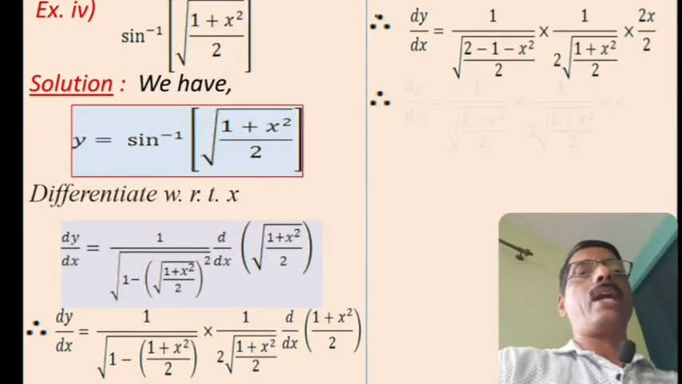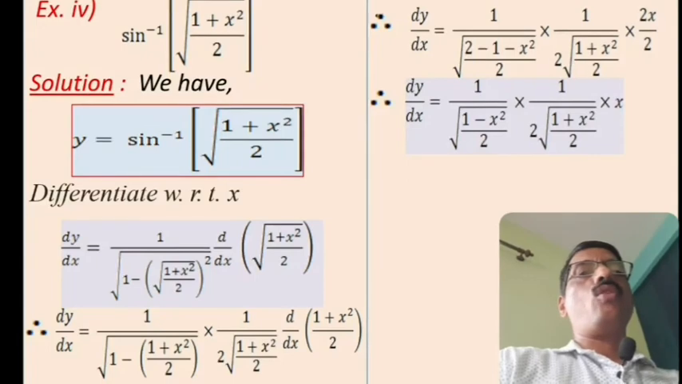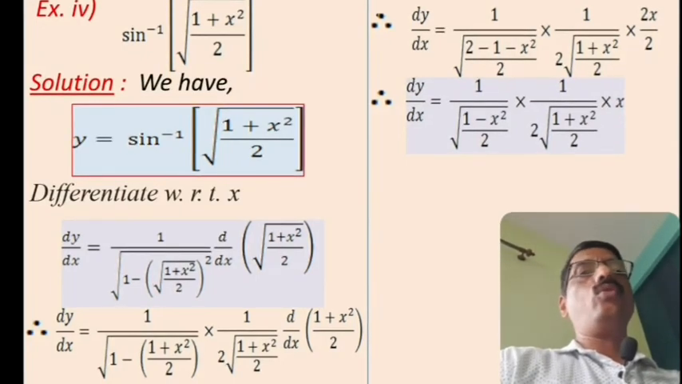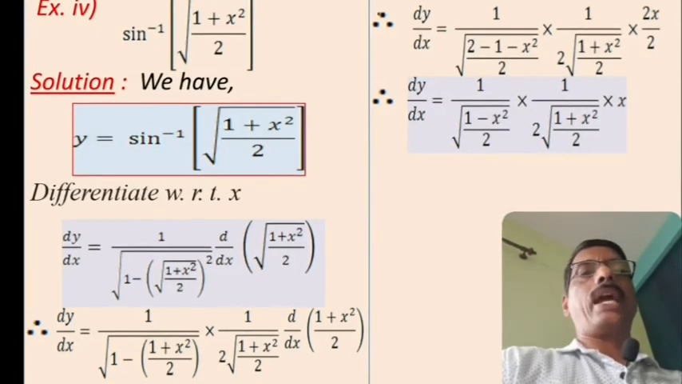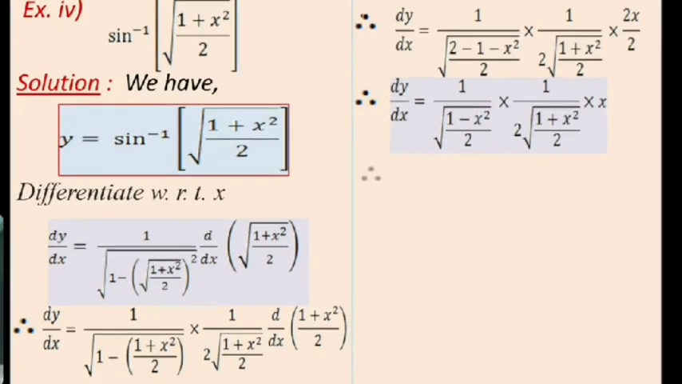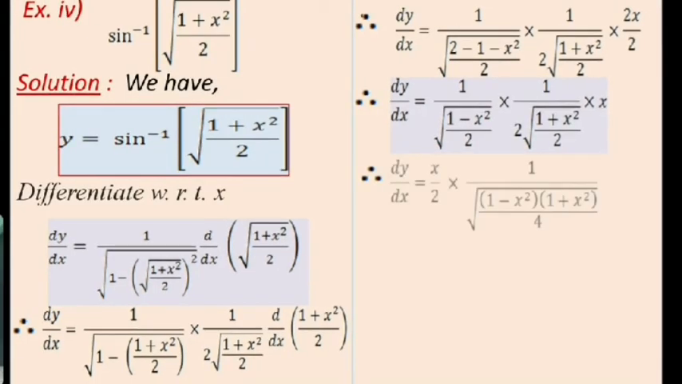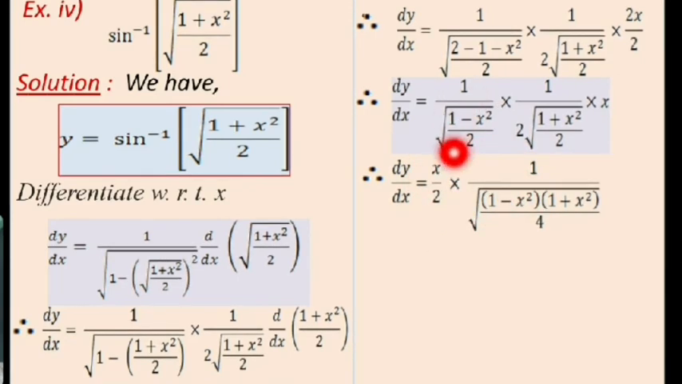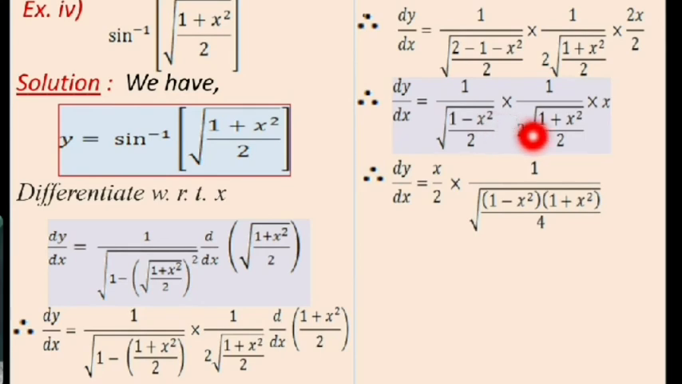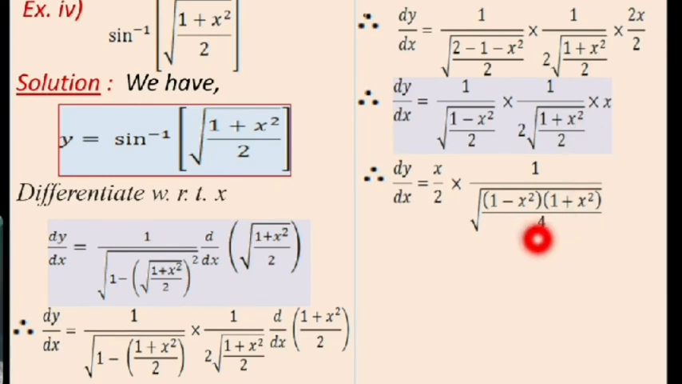Okay, and therefore dy by dx equal to 1 upon root of (1 minus x square upon 2) into 1 upon 2 root of (1 plus x square upon 2) into, again here 2 cancels, remaining only x. Okay, again simplifying this, therefore dy by dx equal to x upon 2 into again 1 upon root of (1 minus x square upon 2) and (1 plus x square upon 2), and therefore (1 minus x square) into (1 plus x square) in the root upon 4.